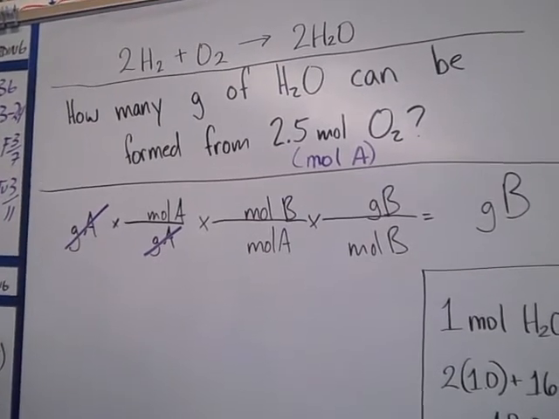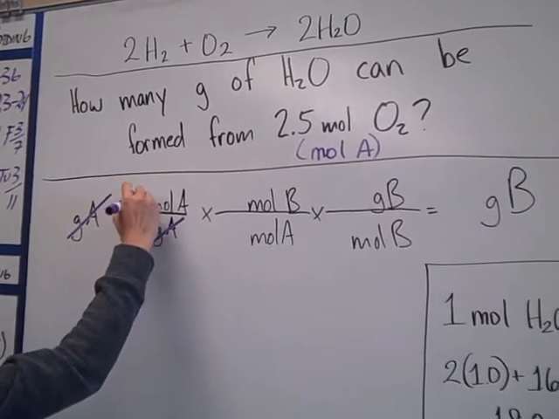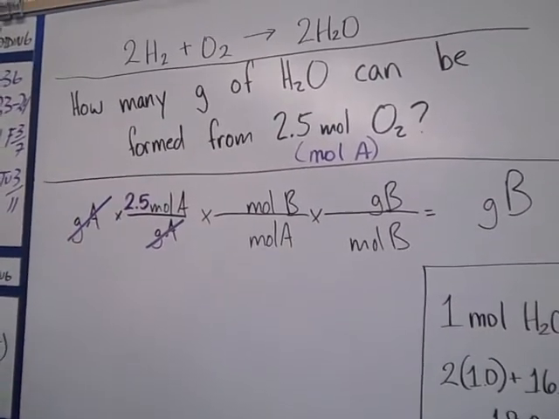And so I'm going to start by plugging in my given value for moles of A. So 2.5 represents the moles of oxygen.